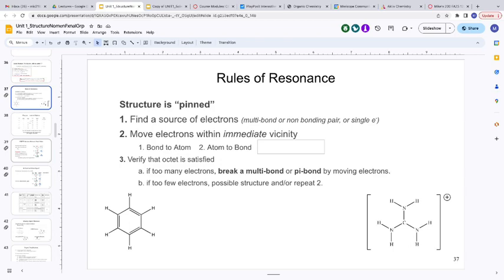Okay, so guess what you get to do? Resonance. Your turn. Walk through these steps, see what you come up with. I'm going to come around and look at what you got, and we'll see what we get.